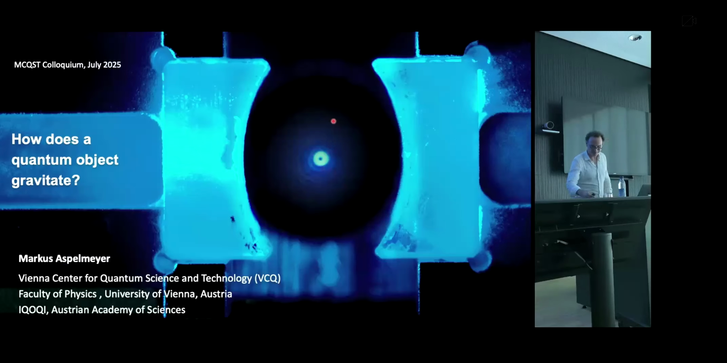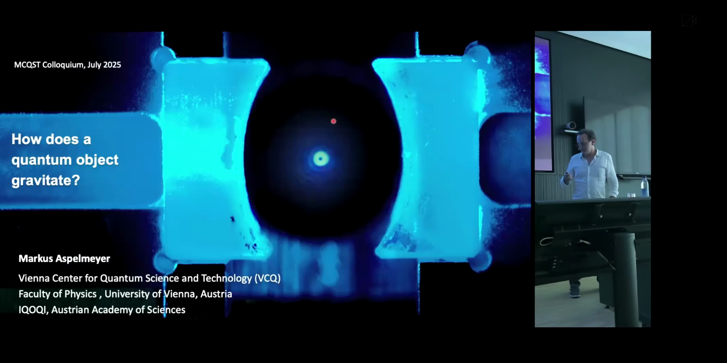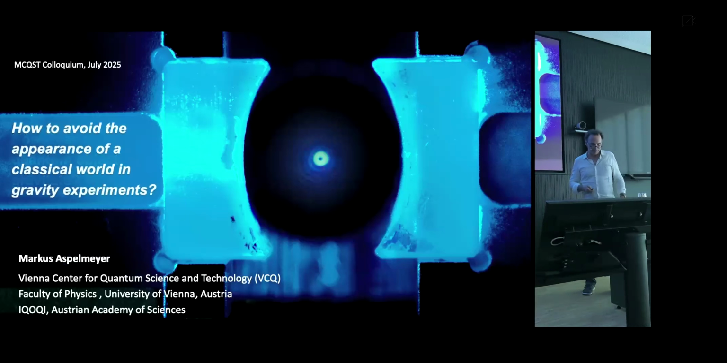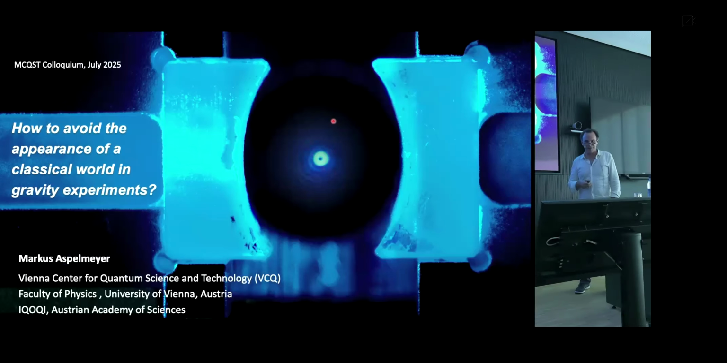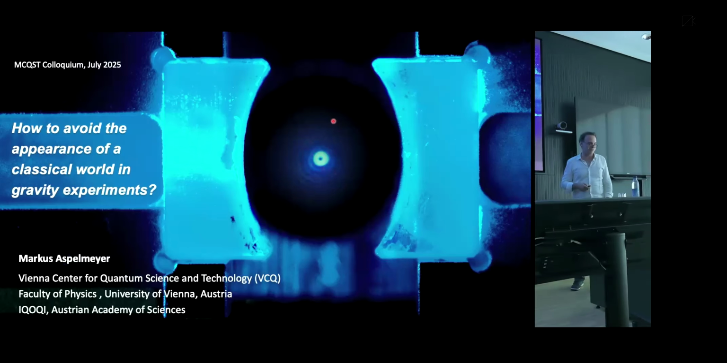Now, the question I would like to address today is the one you see here. How does a quantum optic gravitate? Let me rephrase that a little bit differently. What I really want to talk about is how can we avoid the appearance of a classical world in gravity experiments? So paraphrasing one of Zeh's famous ways of talking about decoherence.